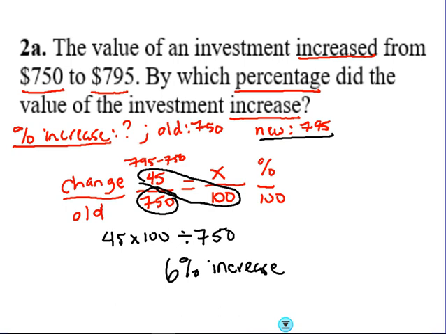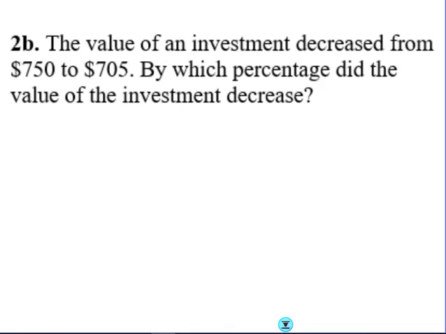So let's try another one. This time, you're going to actually do it for yourself. When you finish doing this work, if you set it up correctly, you'll find that there was a 6% decrease, because the value of the investment decreased from 750 to 705. And by which percentage did the value of the investment decrease? So try this problem the same way that we did the other problem and see why you got a 6% decrease. When you're finished, you can unpause the video and we'll go over it.